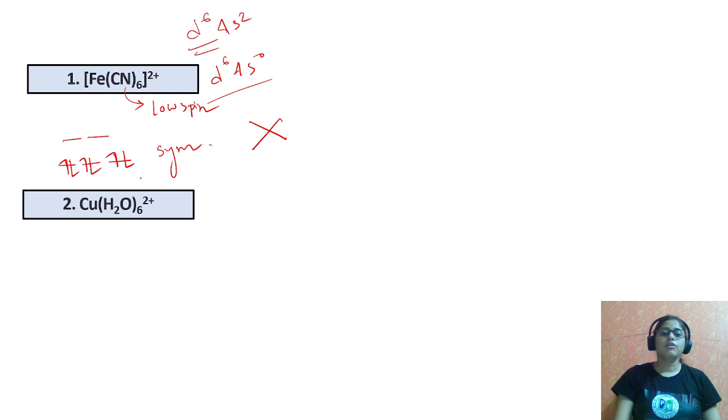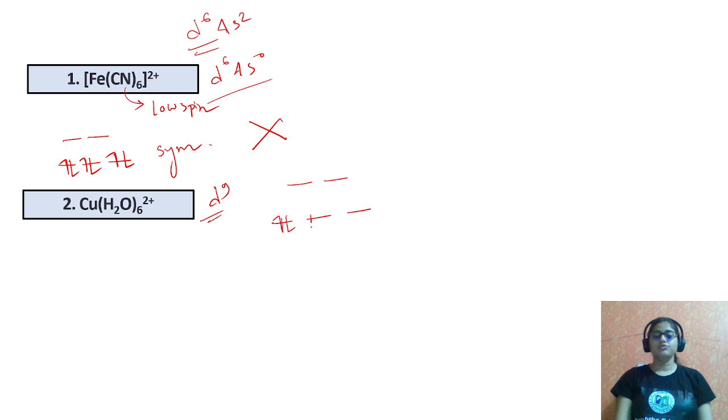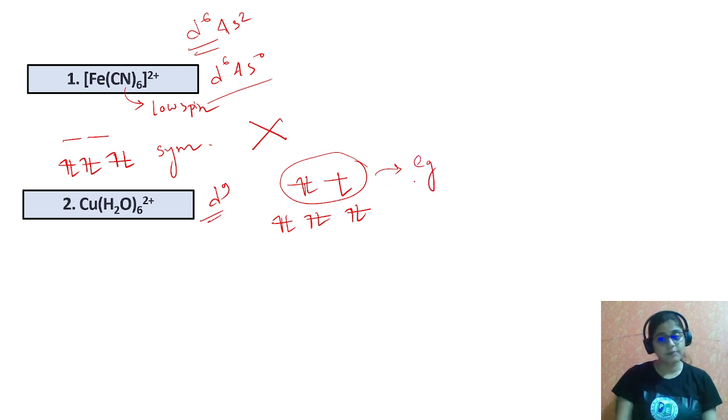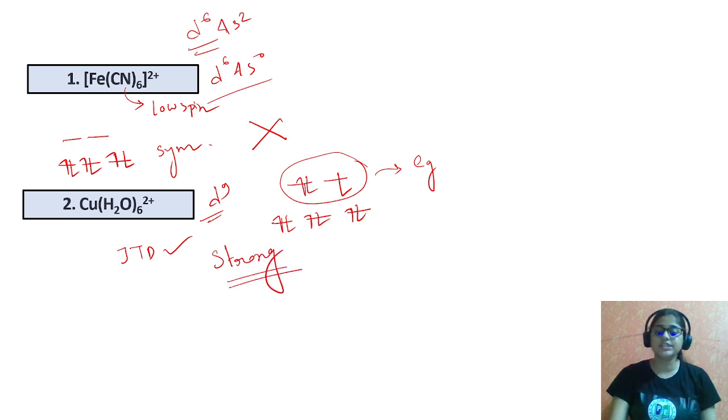Fine. The copper 9, D9. High spin and low spin both have the same arrangement. So 1, 2, 3, 4, 5, 6, 7, 8, 9. Okay. So it is unsymmetrically filled, and in EG orbital. EG orbital is unsymmetrically filled. That means JTD will be there, and strong JTD. Okay, strong JTD will be there.